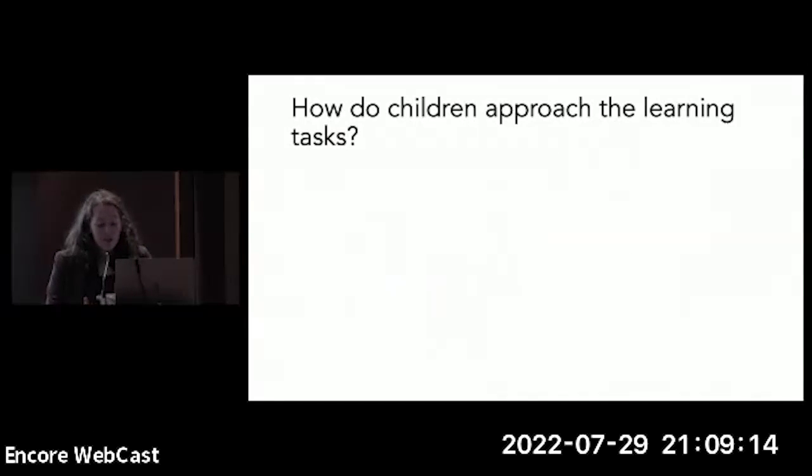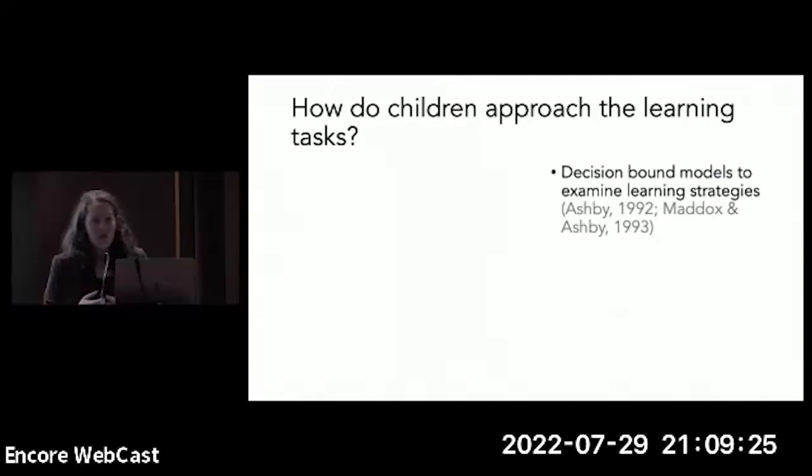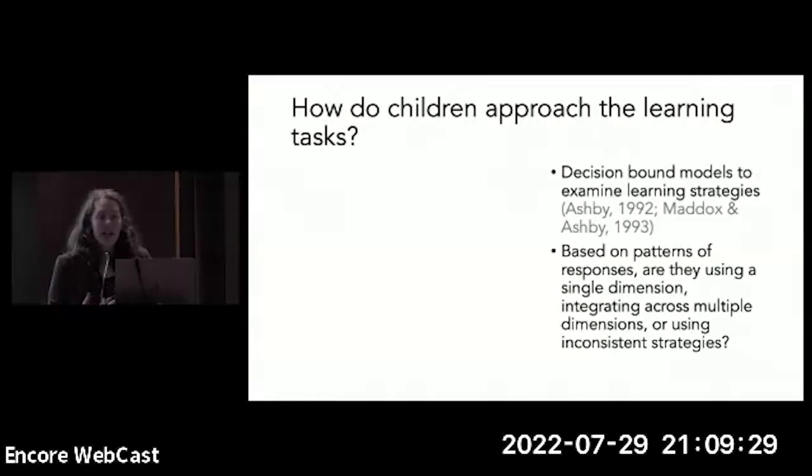And so then we can turn, as I said, to how they're actually performing these category learning tasks, how they actually use the information to make their decisions during learning. So to do this, we applied decision-bound models to examine their learning strategies. And really what these models allow us to do is look at a child's pattern of responses and tell whether they're primarily using a single dimension to separate the categories, or whether they're using multiple dimensions, or whether they're using some kind of inconsistent strategy that's not really captured by one of those 2 options.